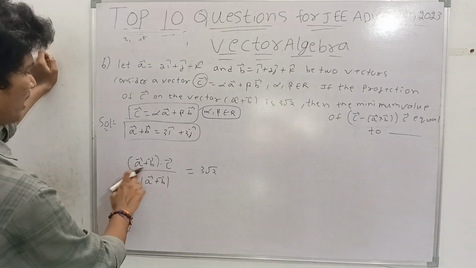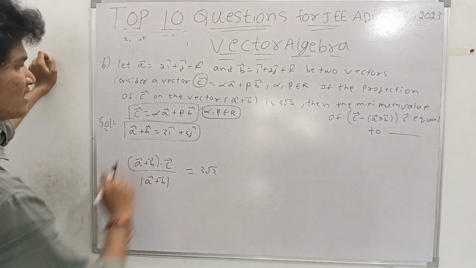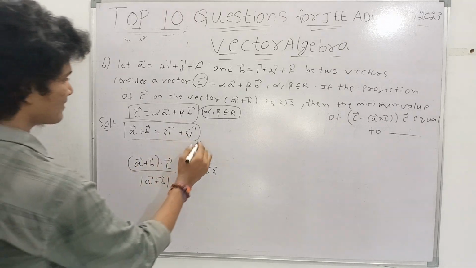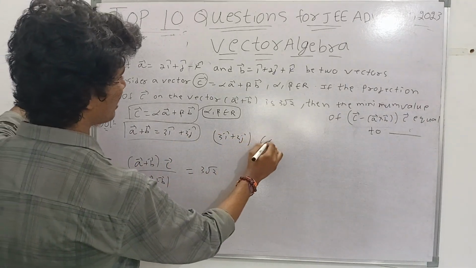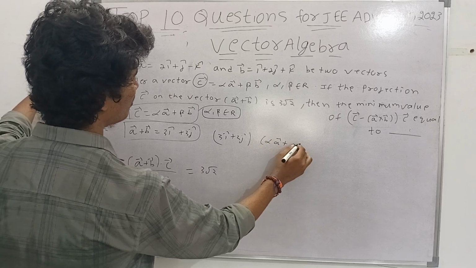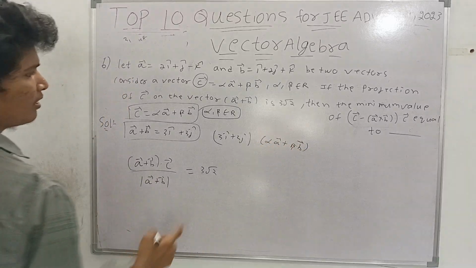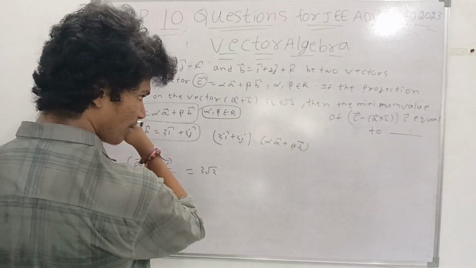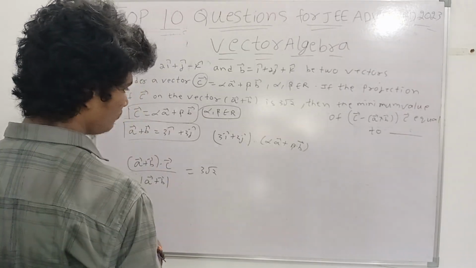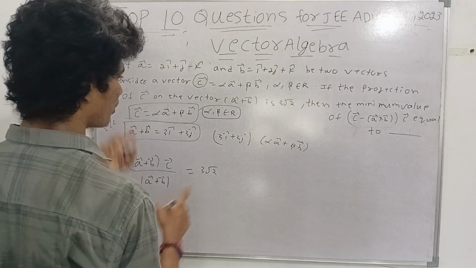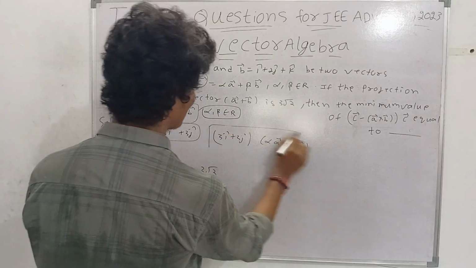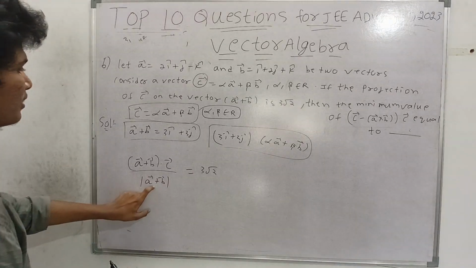Now we have to solve (A plus B) dot C. What is (A plus B) dot C? A plus B vector is this thing, that is 3i cap plus 3j cap. We have to do the dot product with alpha A vector plus beta B vector. And when I do this thing, what will I get?